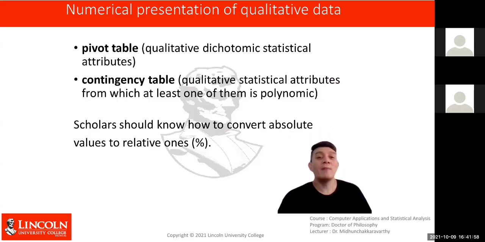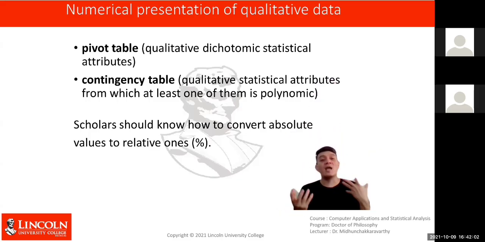So, numerical presentation of qualitative data: they have a pivot table, or qualitative dichotomy statistical attribute, contingency table, qualitative statistical attribute, from which at least one of them is polynomic, and scholars should know how to convert absolute values to relative ones.